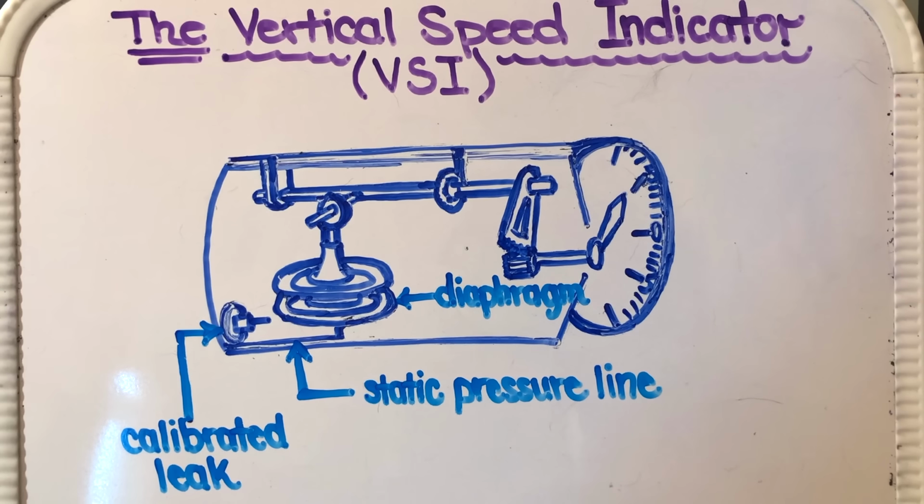Now, let's get into the VSI. So here we have our VSI, or vertical speed indicator. Now it's useful because it helps us understand how we're trending in terms of climbing or descending, as well as determining our rate of climb or descent.